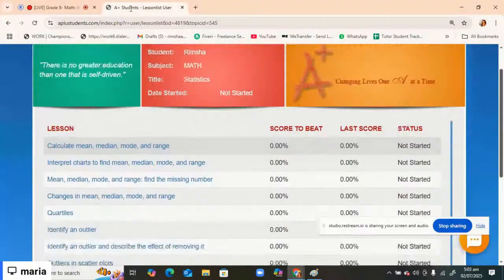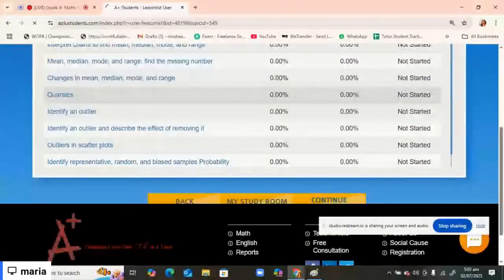So now 4 chapters are already covered, and we are on quartiles. Let's get started with this one.